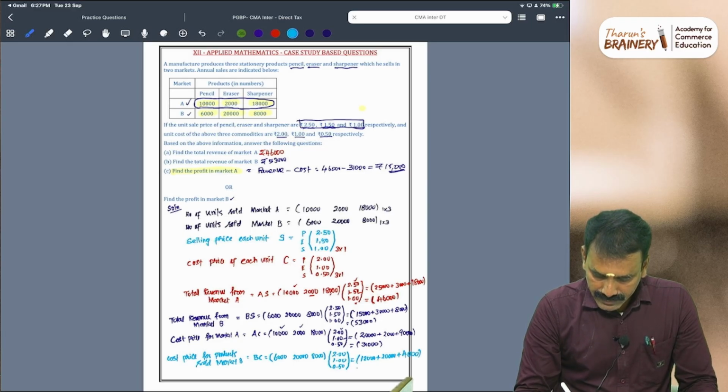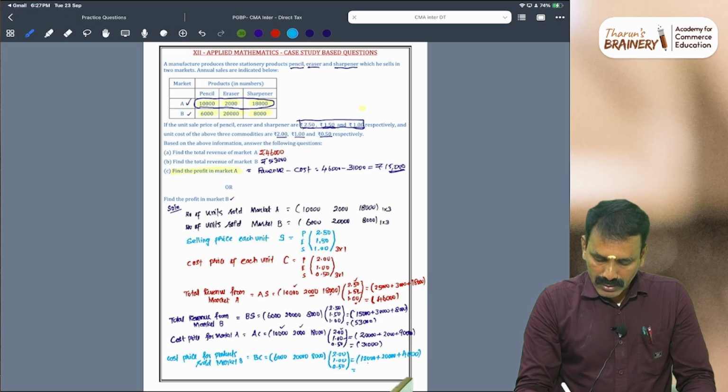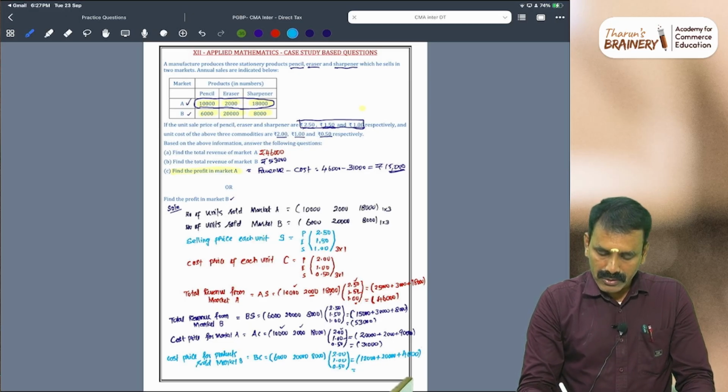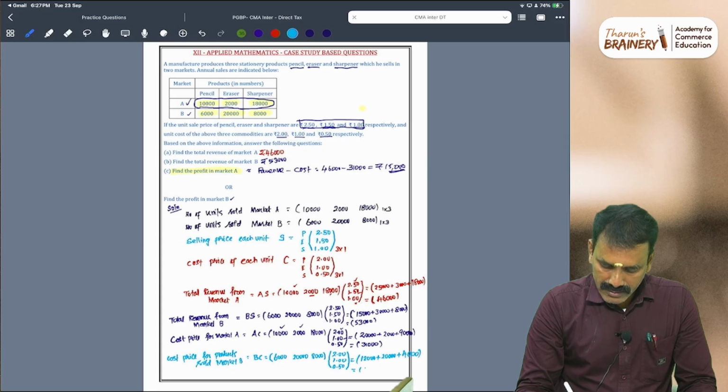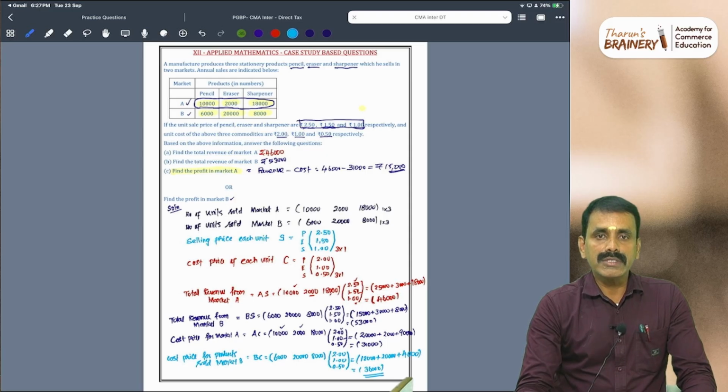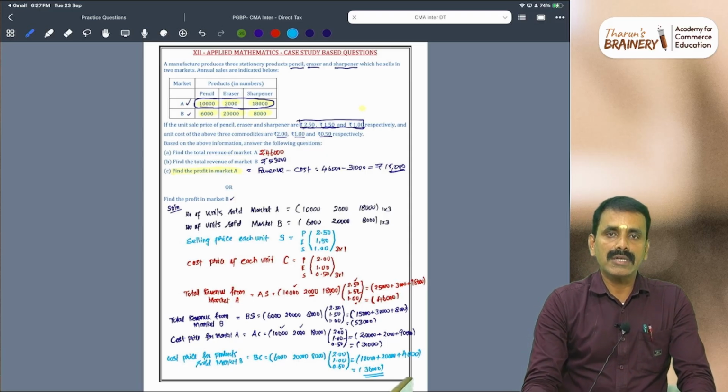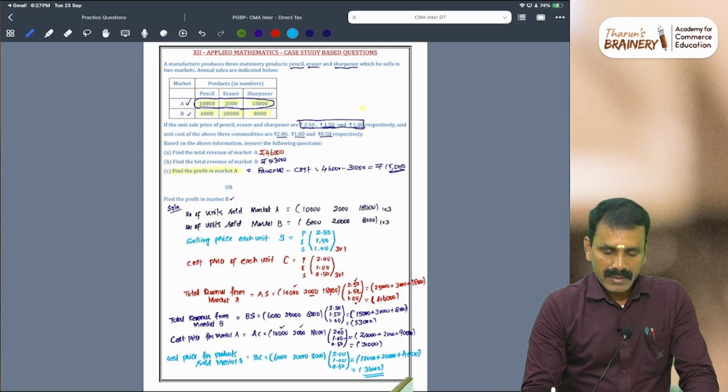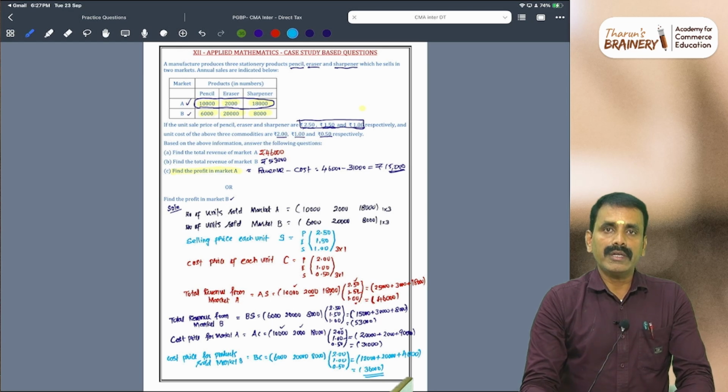Add 12,000 plus 20,000, it is 32,000. 32,000 plus 4,000 is going to be 36,000. So this is the cost price of the units pencil, eraser, sharpener sold in market B. Now we are going to find the profit in market B.